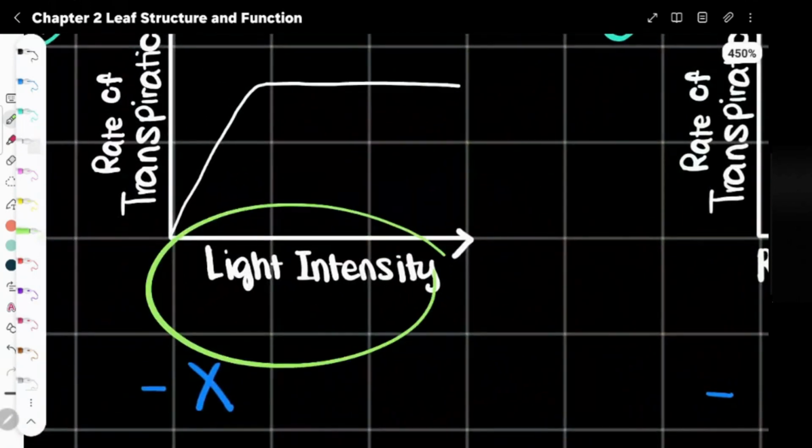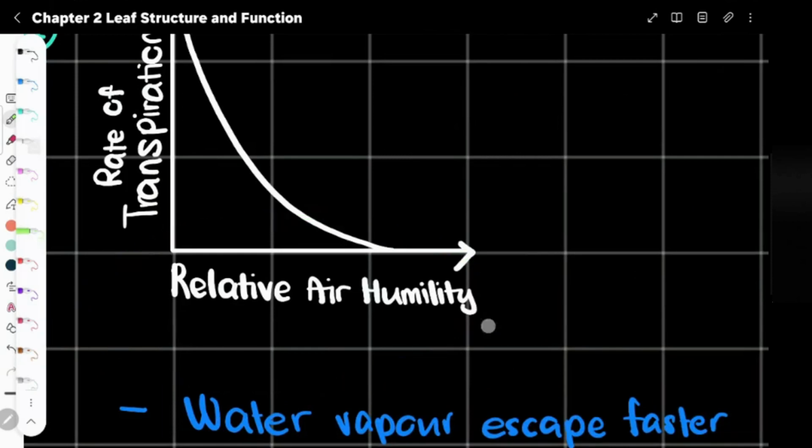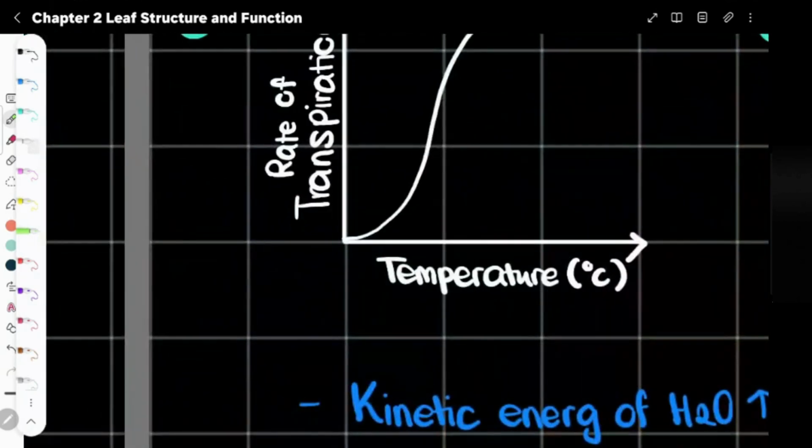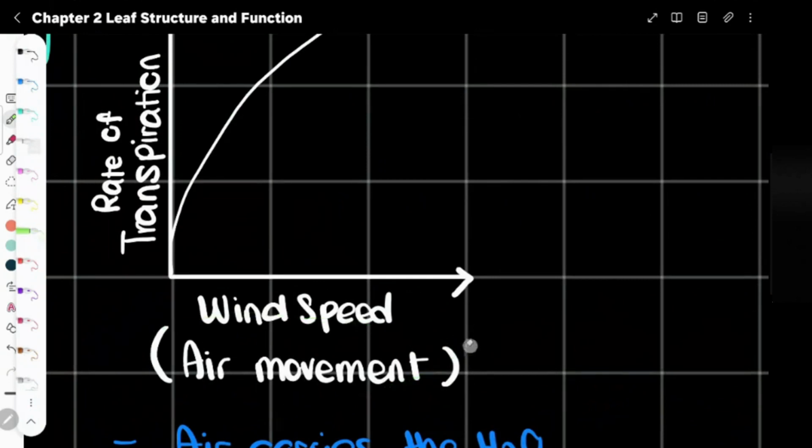First is the light intensity, how much light there is. Second of all, the relative air humidity. Third of all is the temperature. And the last one is the air movement, or wind speed.